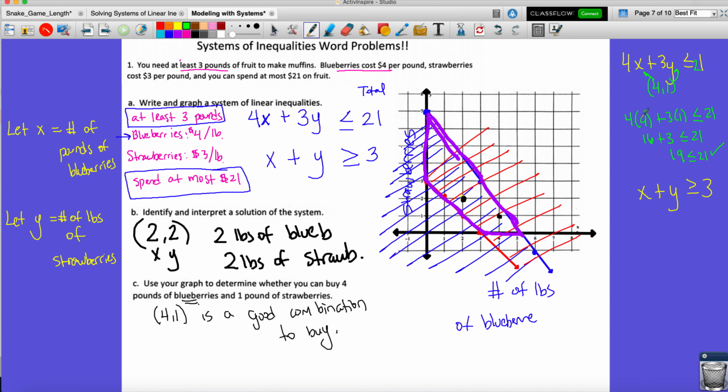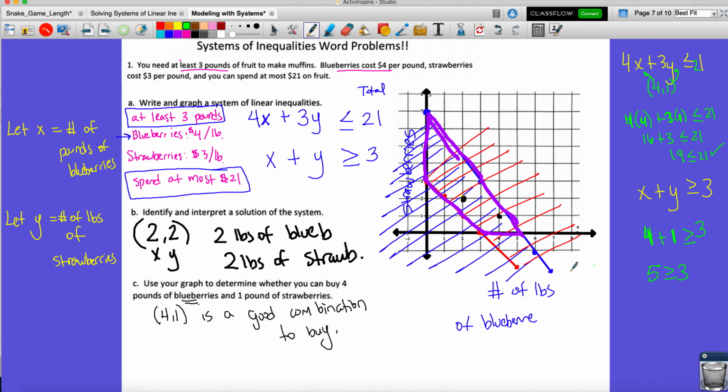That means that if he bought 4 pounds of blueberries for $4, he spent $16 on the blueberries. If he bought 1 pound of strawberries for $3, he spent $3 on strawberries, for a total of $19, which is less than what he can spend. If he bought 4 pounds of blueberries and 1 pound of strawberry, again, I'm just substituting these coordinates here. Is that greater than 3? Well, 5 is definitely greater than or equal to 3.